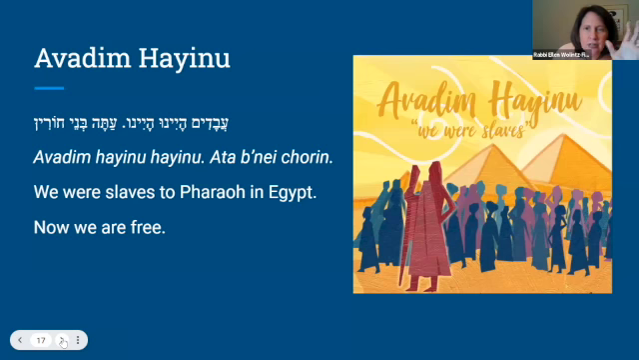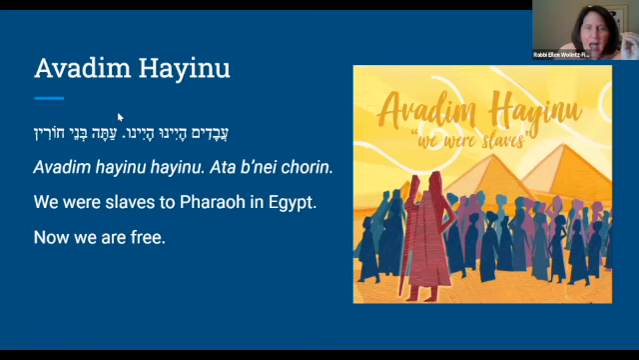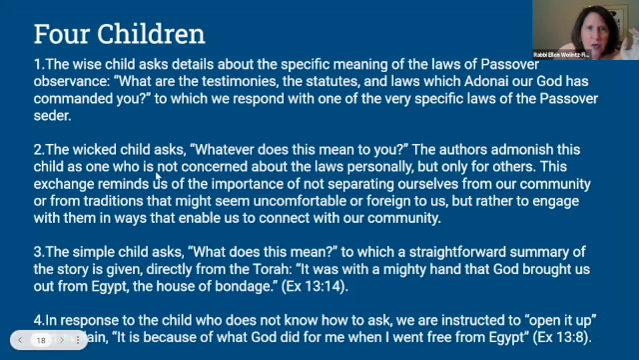So the first answer is Avadim Hayinu. We were slaves in Egypt, and you know what? That could have been an answer, but it probably provoked even more questions after that, because that's not enough of an answer. So now we continue with the whole story. And with the story, we now have the 4 children, which is exactly what Arlene was asking.